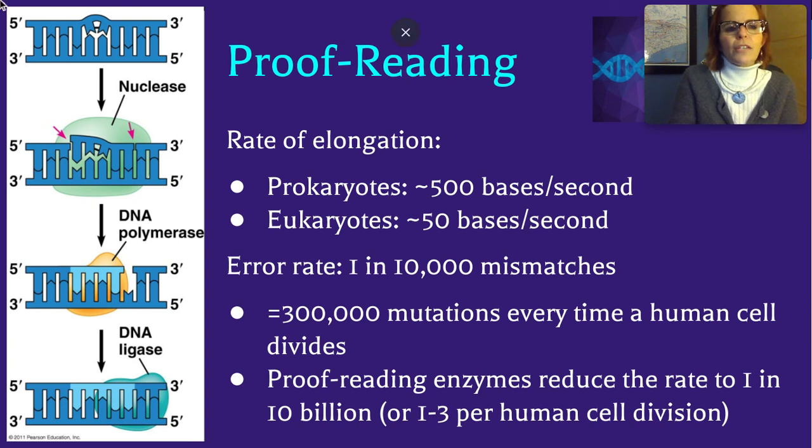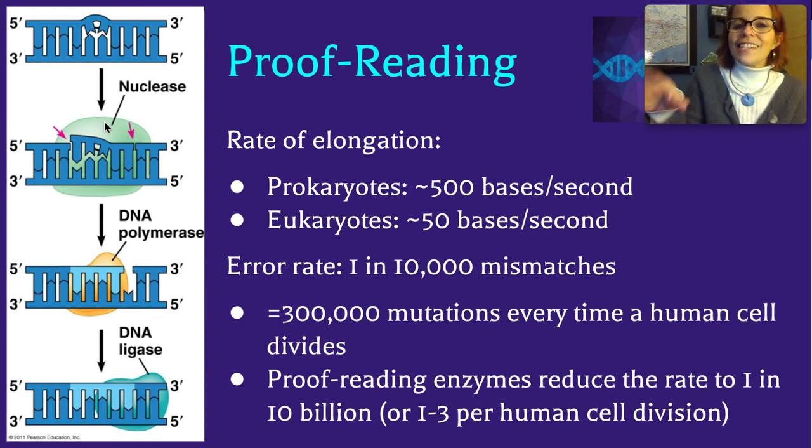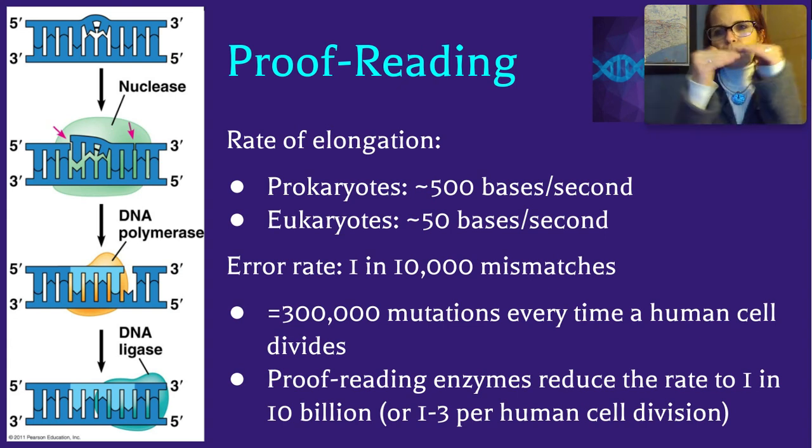mistakes and correct them. So you can see this enzyme here called nuclease. It's coming in, it's actually removing the nucleotides that were added incorrectly. Then the DNA polymerase, a different DNA polymerase, comes through and adds the correct ones. And then again, DNA ligase binds these sections together so that they're covalently bonded. And you would never know that there was a mistake made in the first place.